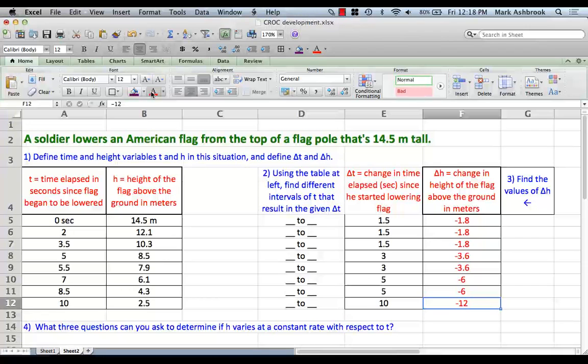So we're saying yes or no? Yes. We're saying yes. Okay, and then he brought up another one. So what is the constant rate of change? It's per second, how many meters it goes down.